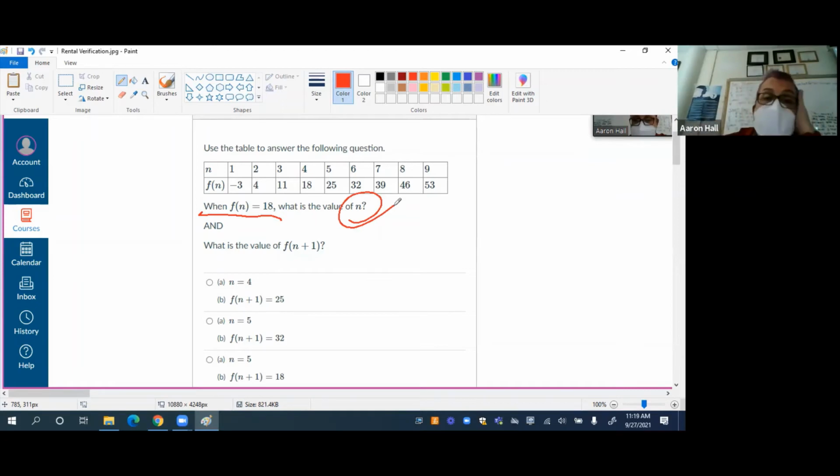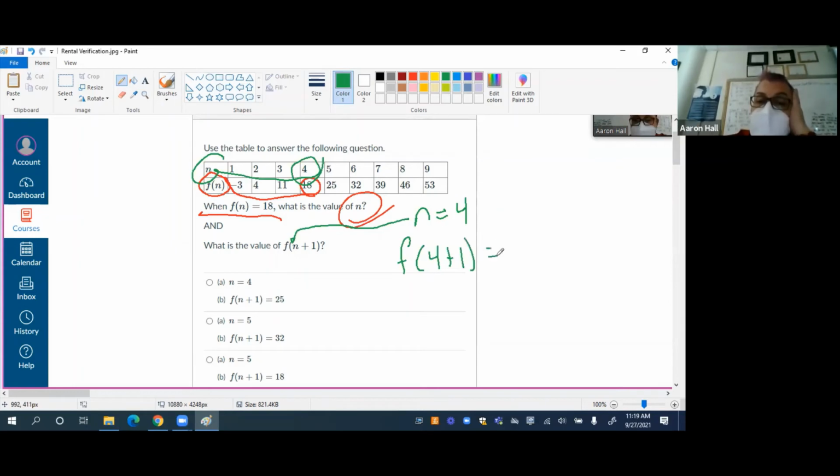Yeah, here's our f of n. We'll go across till we find 18 right here. That means our n has to be 4 then. So n equals 4. I agree with you. Now, if n is 4, let's plug that into here. So I have f of 4 plus 1, which is f of what? F of 5. Well, what is f of 5?